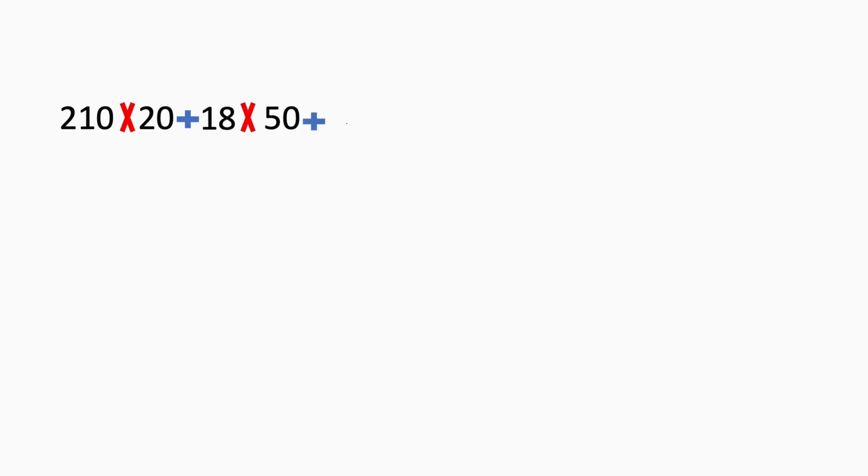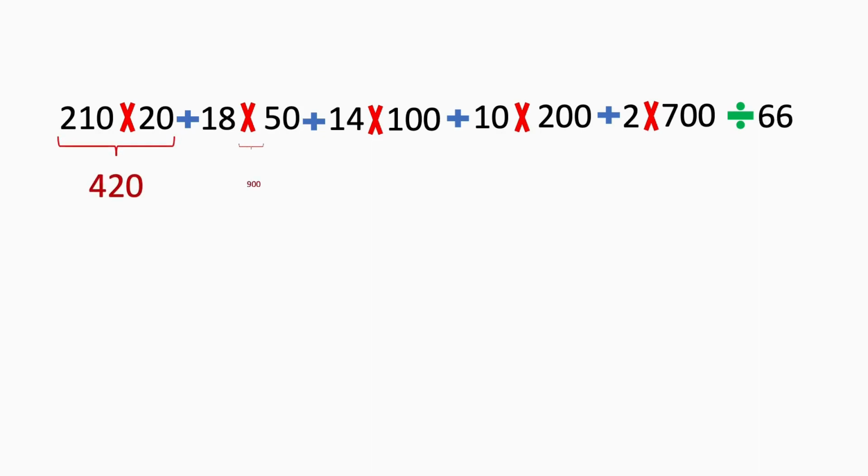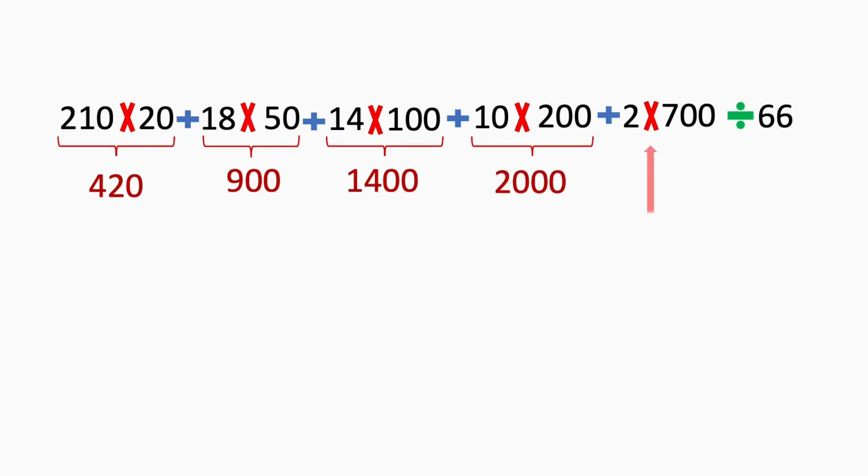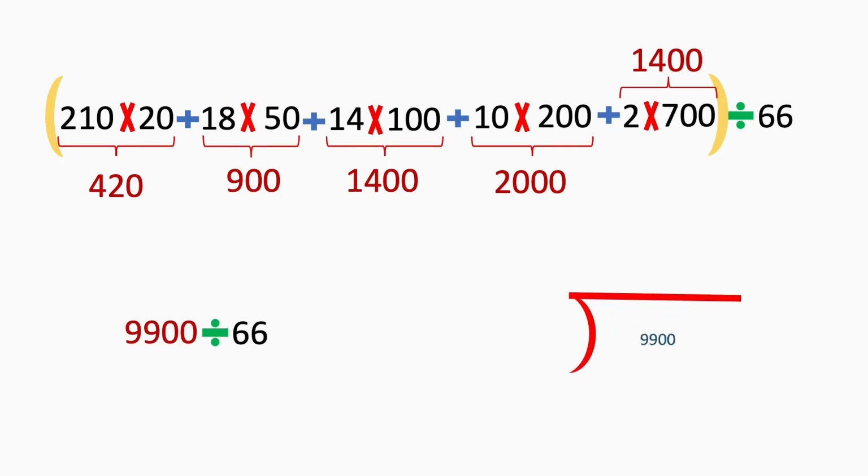Considering the priority of multiplication over addition, the calculation goes like this. Here, the calculation is a bit confusing. Since the multiplication and division operations are placed after each other, do you think we should multiply 2 by 700, then divide it by 66? Or first, do we have to divide 700 by 66, then multiply by 2? In such a situation, parentheses can help us to group operations and specify the order of performing operators. Finally, we come to this division, 990 divided by 66.